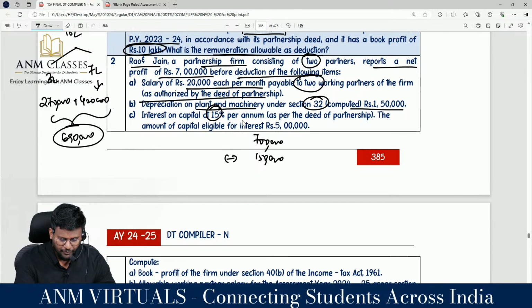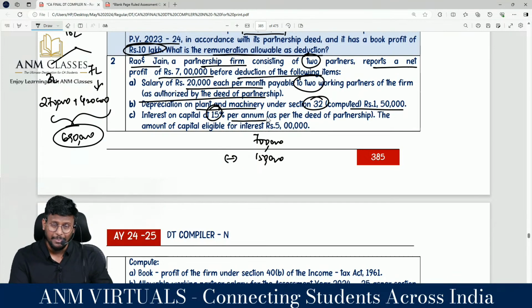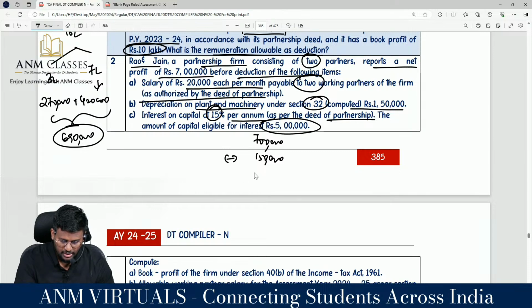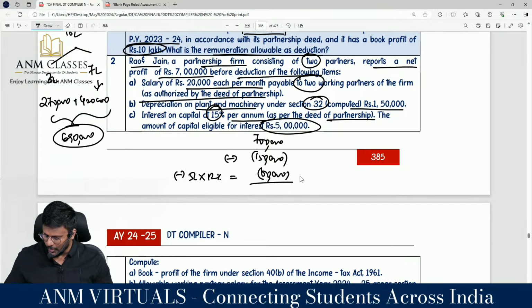Interest on capital at 15% per annum, only 12% per annum is allowed. As per the deed of partnership, the amount of capital eligible for interest is 5 lakh. So less 5 lakh into 12% comes to 60,000. So 7 lakhs minus 1,50,000 minus 60,000 comes to 4,90,000, which is the book profit.